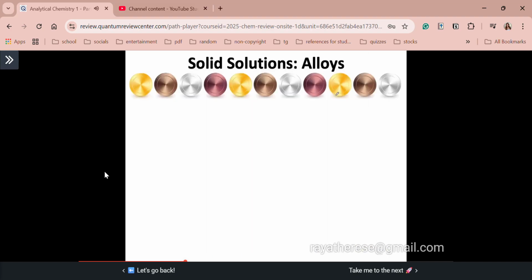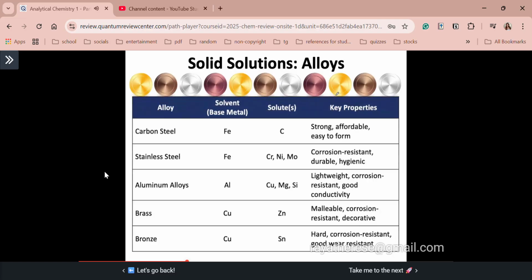Alright? So now, meron tayong special slide on solid solutions. We call them alloys. Paano malalaman kung ano yung base, yung main metal here? Just like in liquid solutions, kung ano yung mas marami, yung main character, yun ang magiging solvent. So here we have, second column, yung solvent, base metal, main metal. Then maraming solutes. It depends on anong type ng alloy. And at the last column are the key properties. Hindi kailangan memorize to, of course, not.